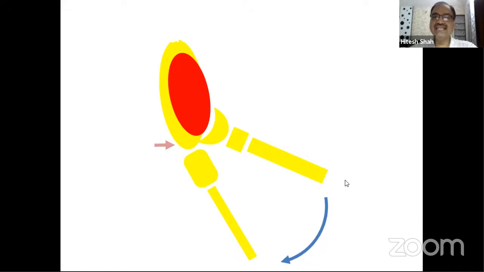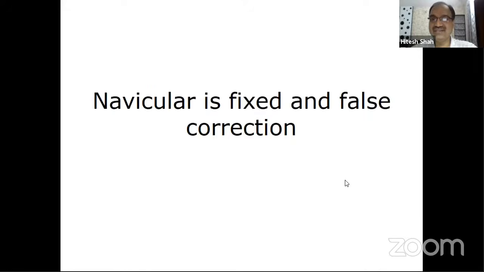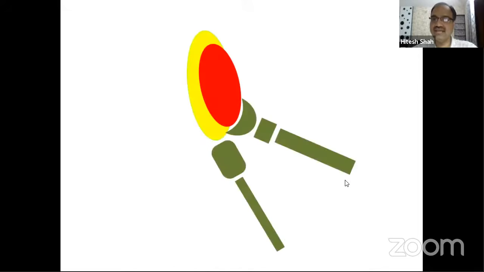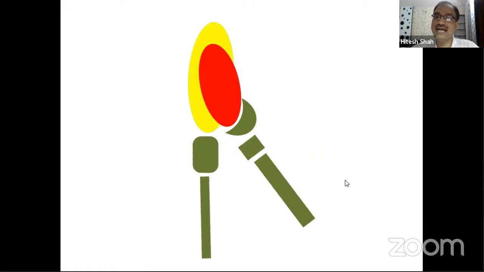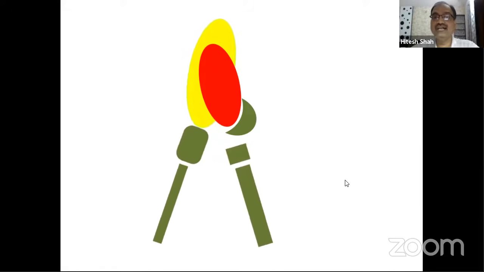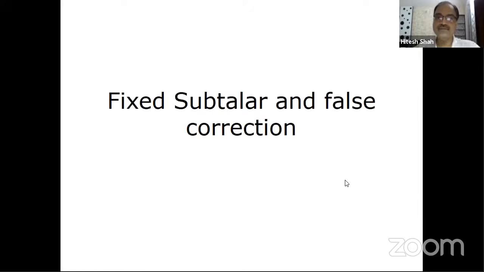If the navicular is fixed, that would prevent the correction. If there is a talonavicular bar, maybe a synchondrosis, cartilaginous bar or fibrous bar, there is no movement of the talonavicular joint, and if you try to correct it, the navicular would not get corrected and we'll have a false sense of correction. It will be very common in the syndromic foot.